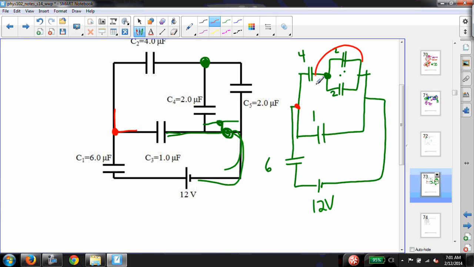That is going to be here. I have two 2 microfarad capacitors, and if you recall, the combination of those, well, actually, no, for a parallel, I just say 2 plus 2. So the equivalent of this is 2 plus 2 equals 4.